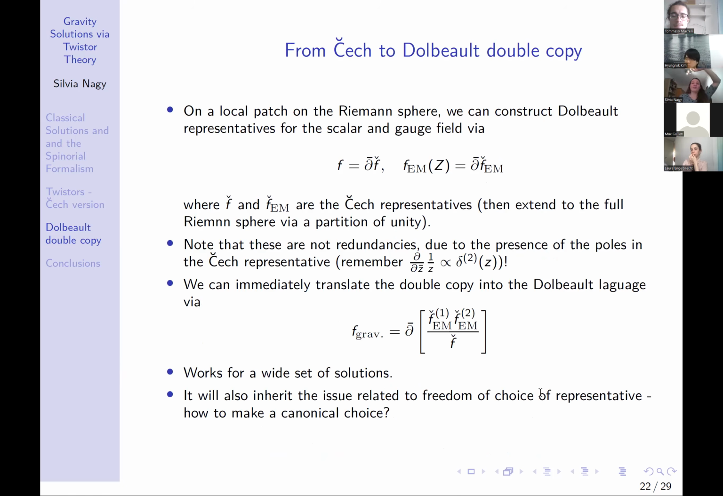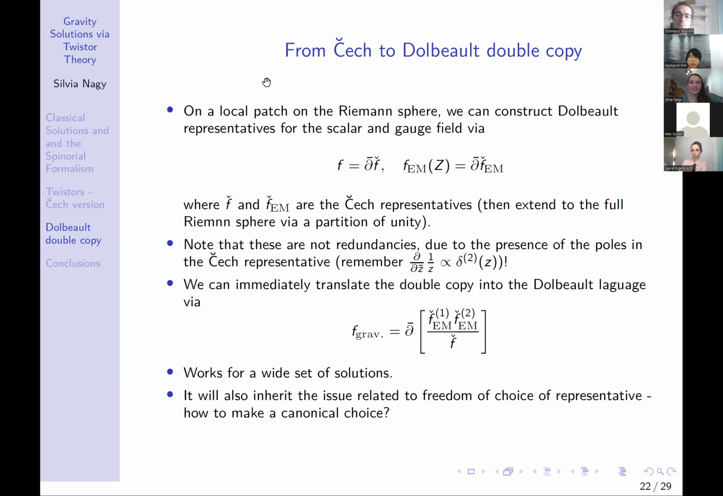Good. So now, remember we had a double copy formulation in the Čech version. It turns out that we can translate it immediately to the Dolbeault version. So this is the first type of double copy that we will write. It turns out that on the local patch of the Riemann sphere, one can simply start with Čech representatives, hit them with the Dolbeault operator, and these guys will be good Dolbeault representatives for the same space-time field.